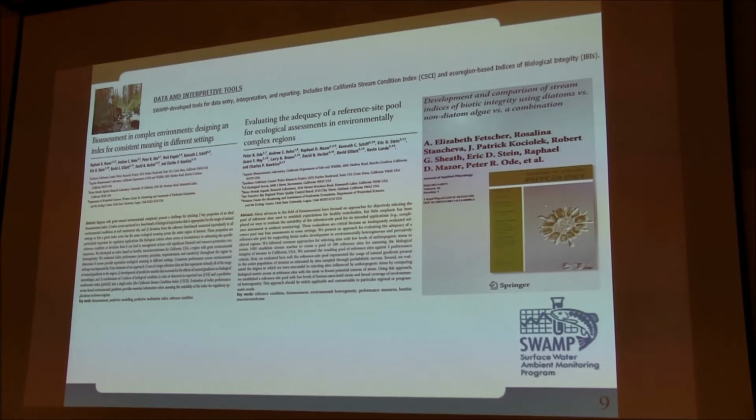And the paper on the right, which I think might answer someone's question that was asked in the last presentation. So the paper on the right describes how the diatoms index, the soft algae index, and the hybrid index were developed and evaluated in Southern California streams.